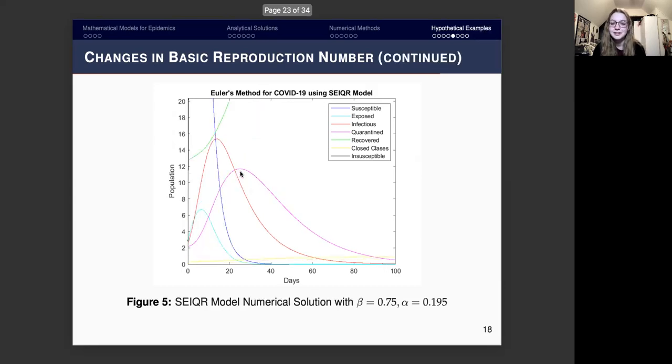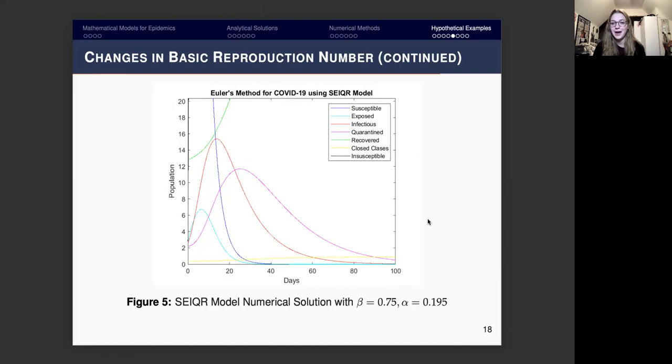Now when we decrease our beta to 0.75, we can see this peak decrease to around 15 million, which is even better than what we had before. So our protection rate is also significantly higher, which is definitely a reason for this. And we can see our exposed population is also significantly less, as well as our quarantine population.